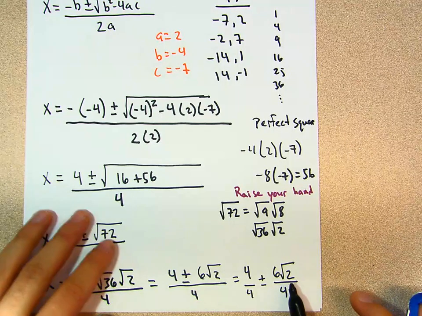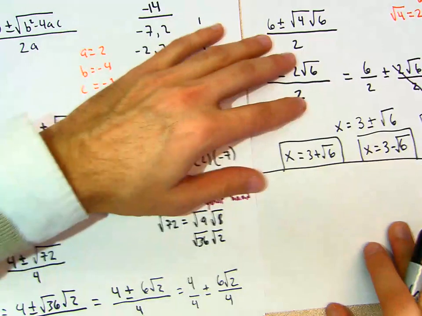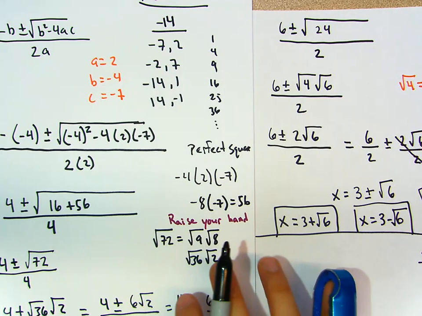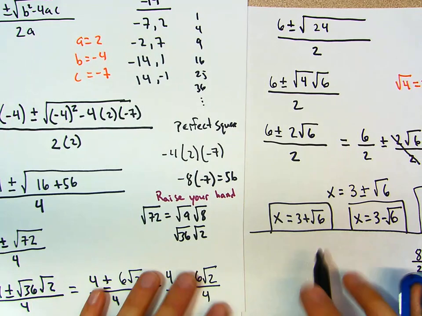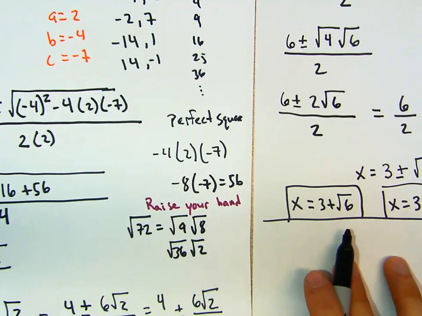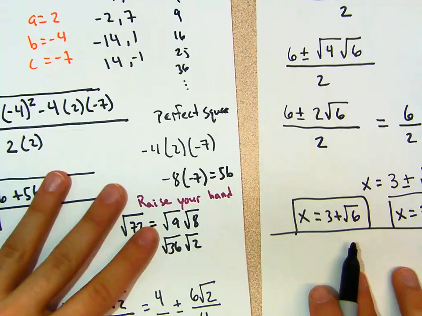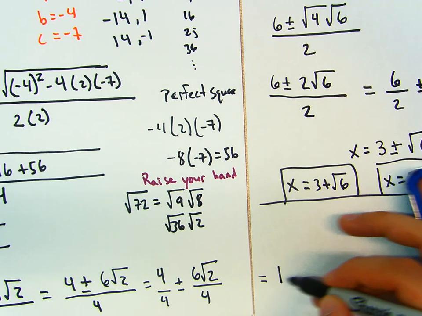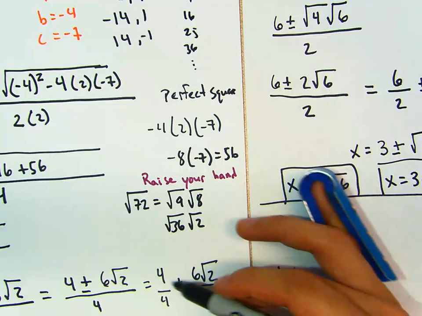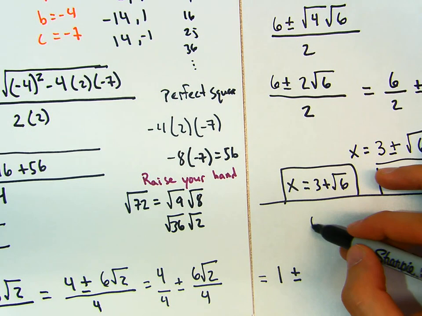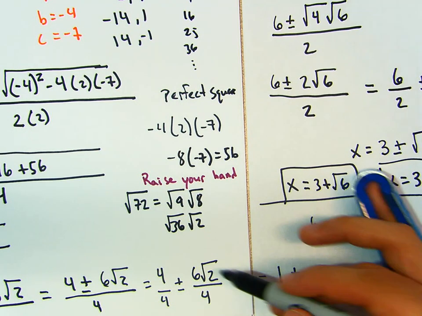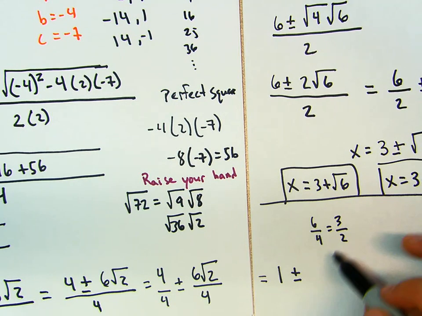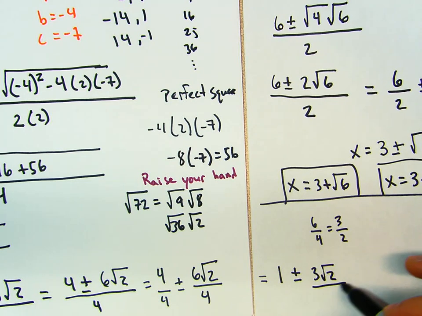But then this, how does this simplify? I'll write it over here, let me fix the angle a little bit. My bad. Right here, okay? Oh my God, Mr. G is messing up the camera angle. Sorry, guys. Okay, so from here, this is equal to 1 plus or minus, you see, 4 divided by 4 is 1. But then if I have 6 over 4, this 6 over 4 is equal to 3 over 2 because you're simplifying the fraction. So this is 3 radical 2 over 2.